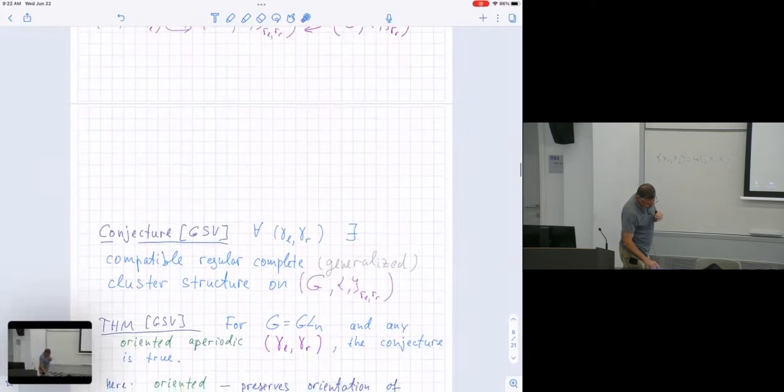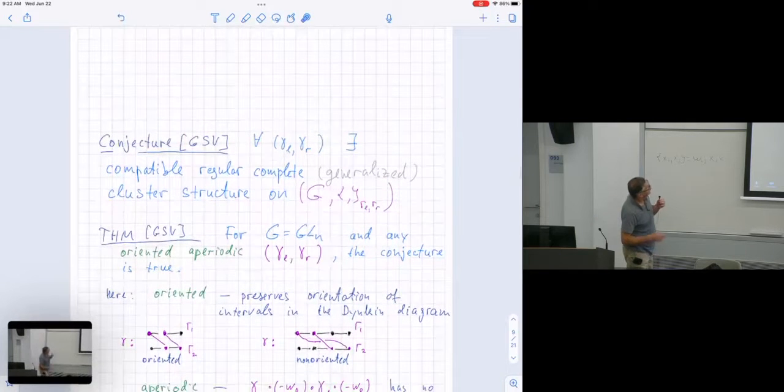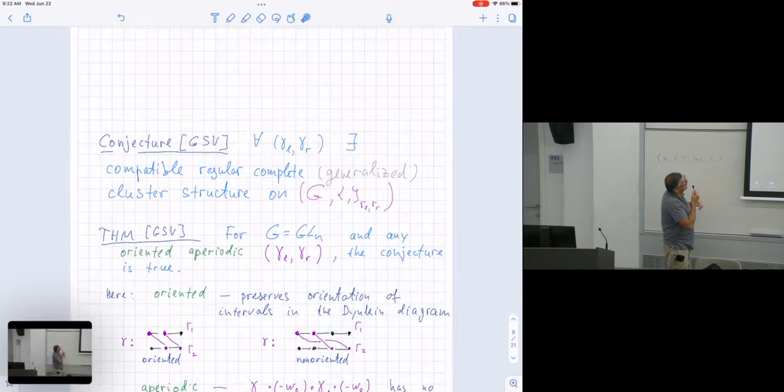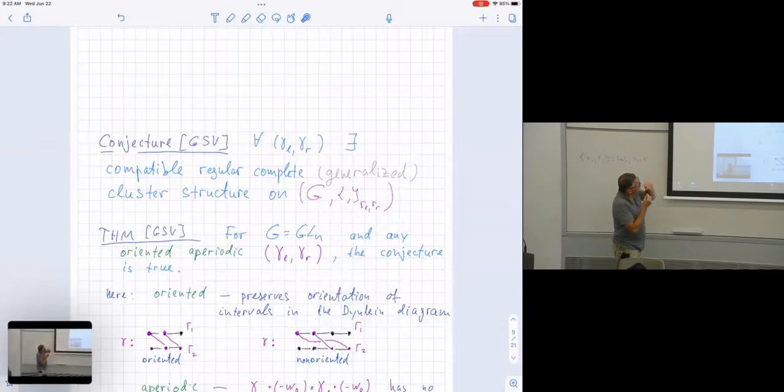And we had a conjecture which states that for any pair of Belavin-Drinfeld data, there exists a compatible, regular, complete cluster structure. Well, sometimes we'll have to consider generalized cluster structure. Remember, a cluster transformation was old variables times new variables equals a sum of two monomials. Sometimes we need more than two, but this will not be present in this talk. So this was our conjecture.